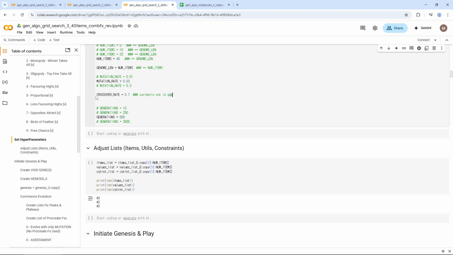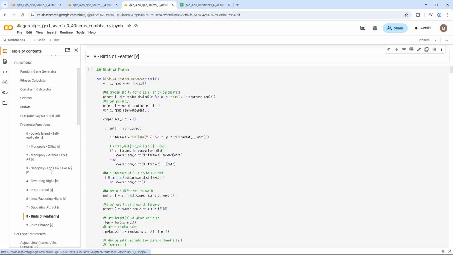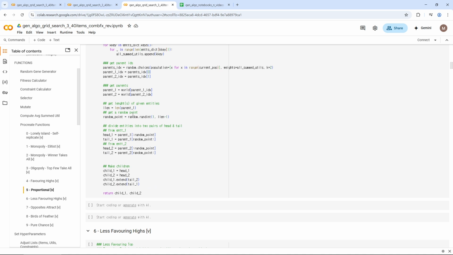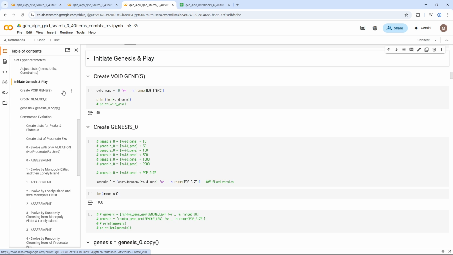Certain things that require this are implemented organically within the code, for example, in one of these functions. So I will initiate Genesis and play the evolution out.